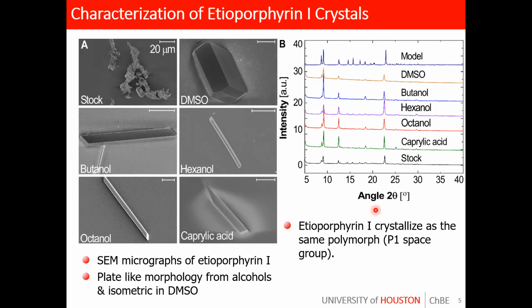And when we look into the powder X-ray diffraction pattern, what we see is that the powder diffraction patterns of the crystals obtained from different solvents are identical to each other, and identical to the commercial stock. And they all belong to the same polymorph, which was determined using the Cambridge Crystallographic Database. It belongs to the P1 triclinic space group.